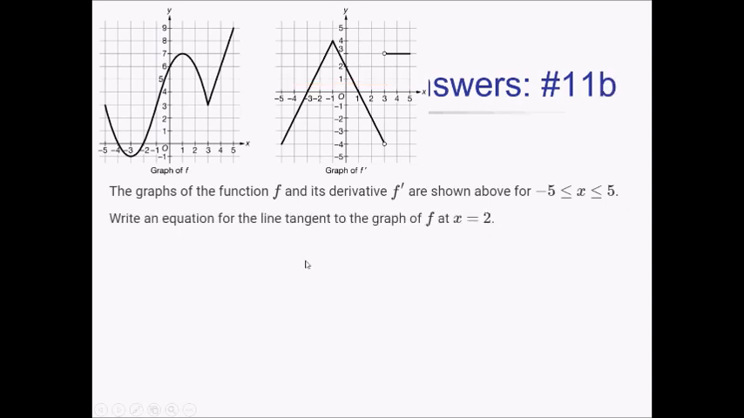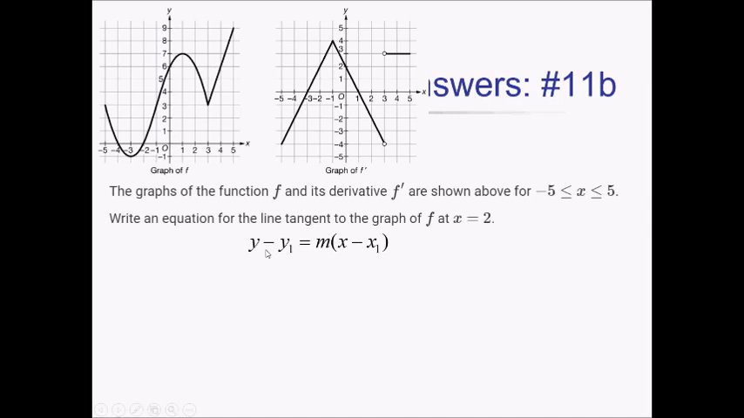For part B of this, we want to write an equation for the line tangent to the graph of f at x equals 2. So for this, I'm going to use point slope, y minus y1 equals m times (x minus x1). I don't get anything for writing that, but at least it tells me what I'm looking for. So I already have my x1. That's this 2 right here. But I need the y value that goes with that, and also the slope at 2.